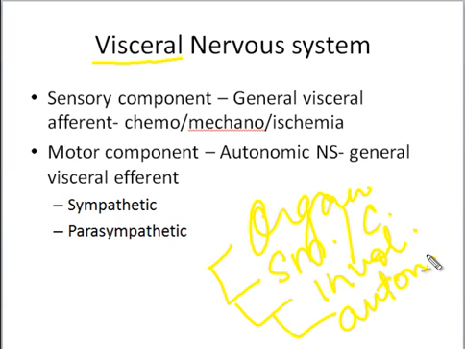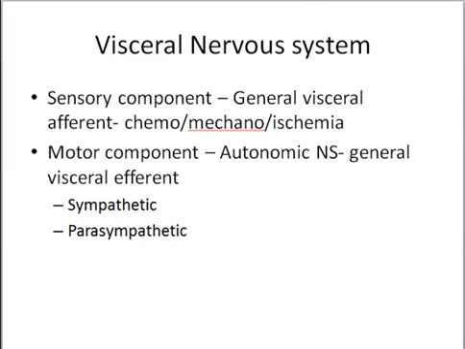Okay, so the visceral nervous system has two components. There's a sensory component and there's a motor component. The sensory component is known as general visceral afferent fibers, sensory fibers. It's coming from the viscera, so it's known as visceral. It's called general because these are general sensations. They are not special sensations like taste or smell, okay?